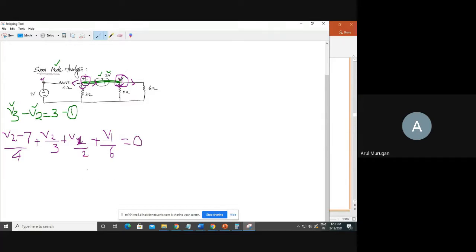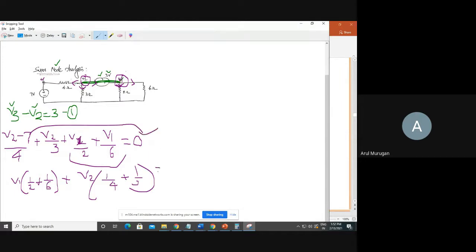Then next, v1, where is the v1? Here, you will write v1, open the bracket, 1 divided by 2 plus 1 divided by 6, then plus sign, v2, open the bracket, 1 divided by 4 plus 1 divided by 3, then minus 7 by 4. You can move it in the opposite direction, plus 7 divided by 4, that's all. This is equation number 2. So only 2 equations: equation number 1 and equation number 2, then solve and you can get the answer.